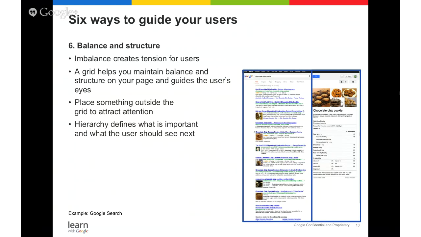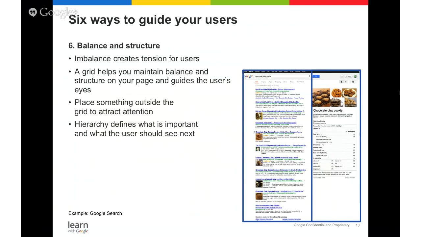And the important thing to keep in mind here is that imbalance can create tension for users, and you want to consciously be aware as a publisher how you're going to use balance or imbalance. So if you really want to make a particular element pop and draw the user's eye to it, maybe you can consider placing that outside of this grid or breaking the pattern slightly. But just be sure you're doing it consciously, and that your hierarchy defines, okay, this is what's important, this is what we would like the user to move through next.